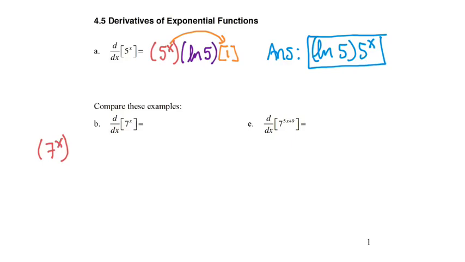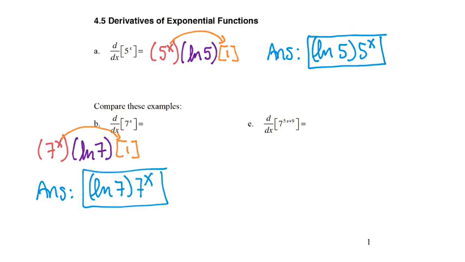My next problem, 7 to the x, accidentally already popped up on the screen. But as always, we start by copying the question, then we take the natural log of the base. Just like we saw above, the base was 7, so I have the natural log of 7. I take the derivative of the top, and again, the derivative of an x with no exponents and no coefficients is just 1. So I rewrite the answer as the natural log of 7 times 7 to the x power.